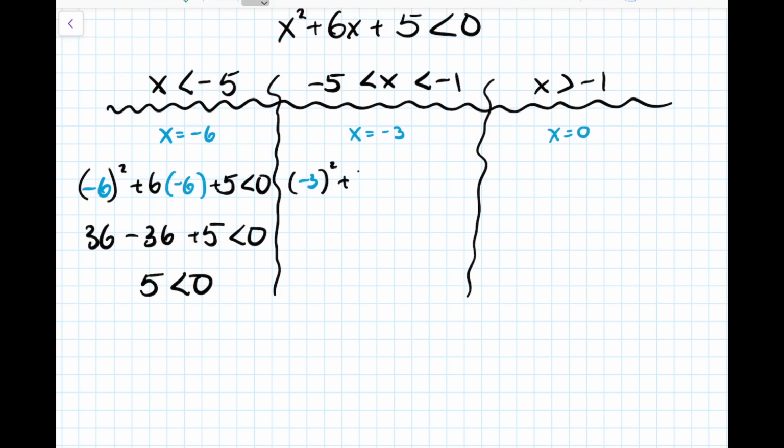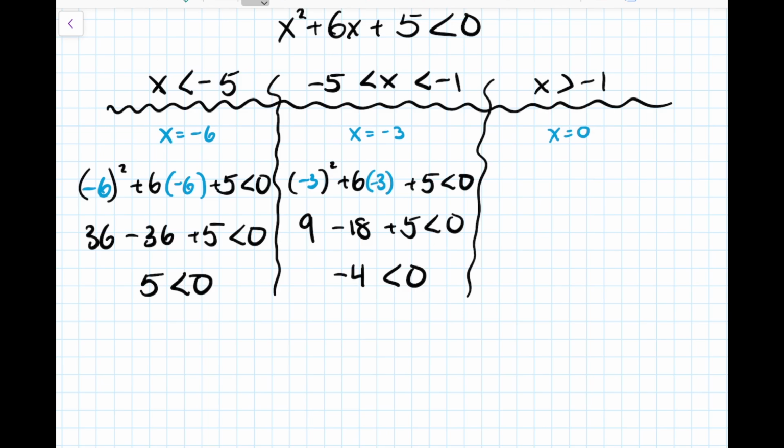If we test this section in the middle, we do the same thing with -3 now. So we got -3 squared plus 6 times -3 plus 5. Well, -3 squared is 9. 6 times -3 is -18. And we've still got the 5 there. So if you add all that together, that's going to get you -4. And -4 is less than 0.